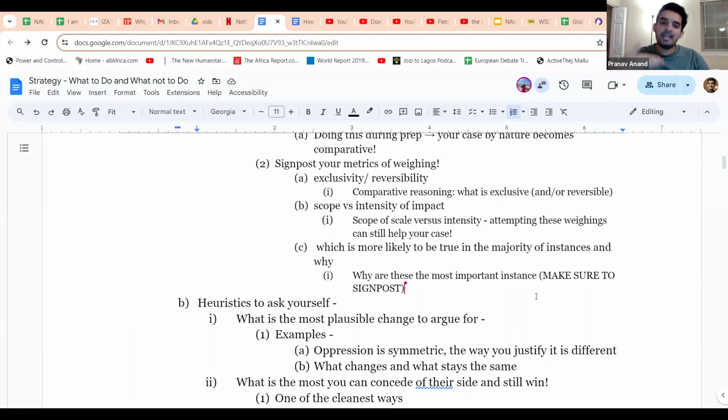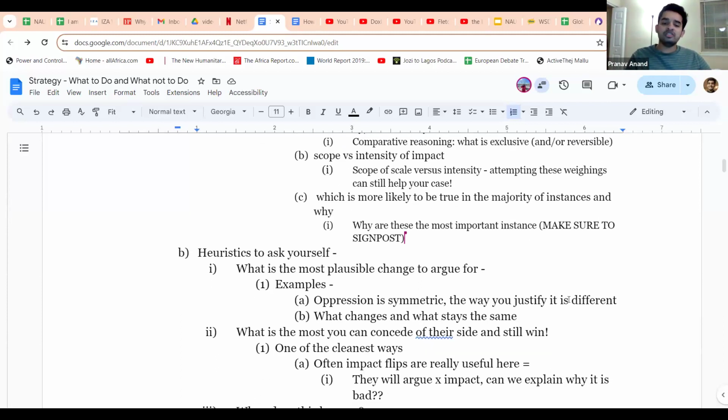But if you spend a little bit of depth and time saying, this is the way I want to weigh, that's really important. So that's why I feel like picking and choosing your weighing is important. You don't necessarily need more than one or two metrics of weighing. But what's more important is the care you take in explaining that metric in a nuanced way.